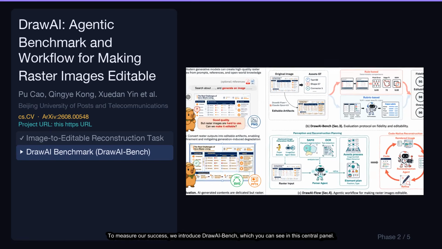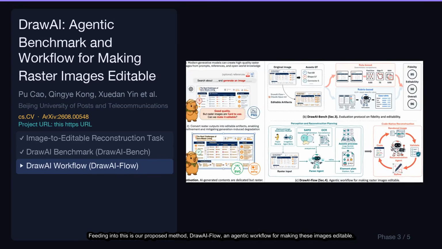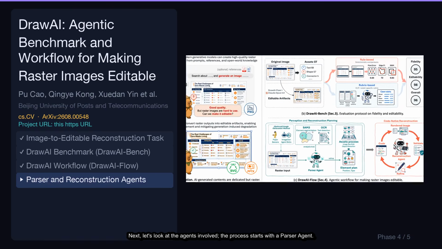To measure our success, we introduced DrawAI Bench, which you can see in this center panel. It evaluates how well the editable artifacts match the original image, using both rule-based comparisons and a rubric-based VLM evaluator for a comprehensive score. Feeding into this is our proposed method, DrawAI Flow, an agentic workflow for making these images editable. This workflow, shown along the bottom, is a two-stage process that begins with perception and planning before moving to the actual reconstruction. Next, let's look at the agents involved.